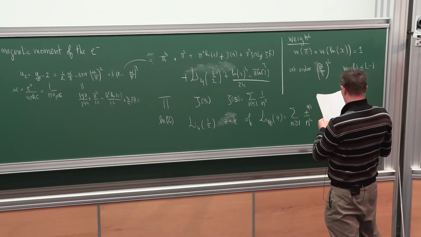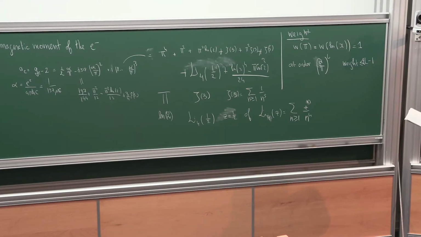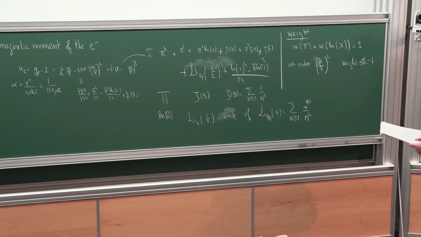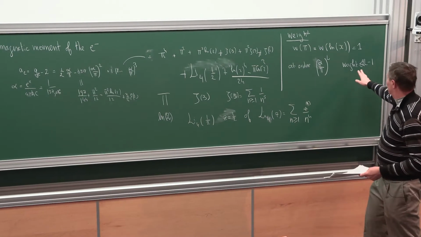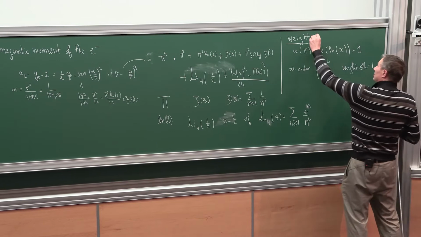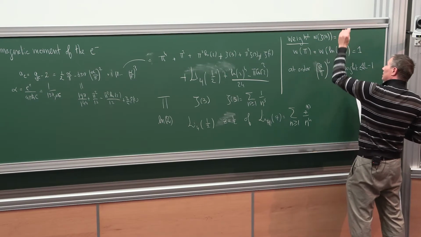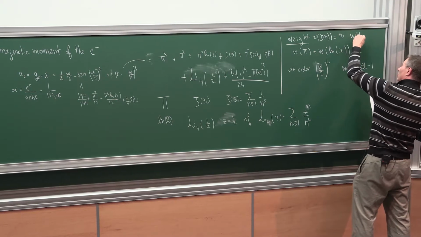No, 2L minus 1. Sorry, 2L minus 1. Yes. And okay, so you see that there is a bound. I'm sorry, I didn't say the weight of zeta n is n, and the weight of Li n.